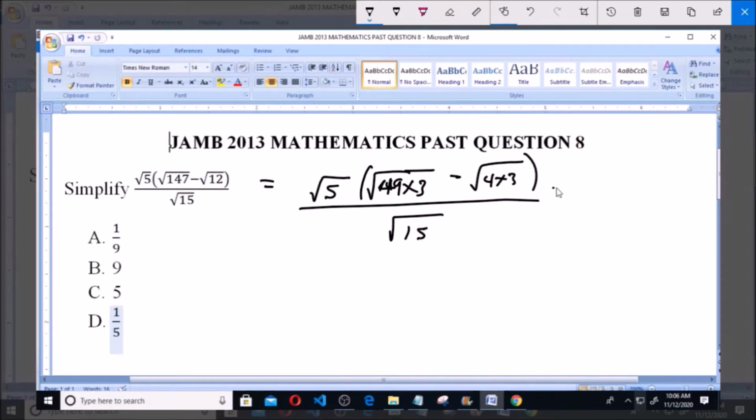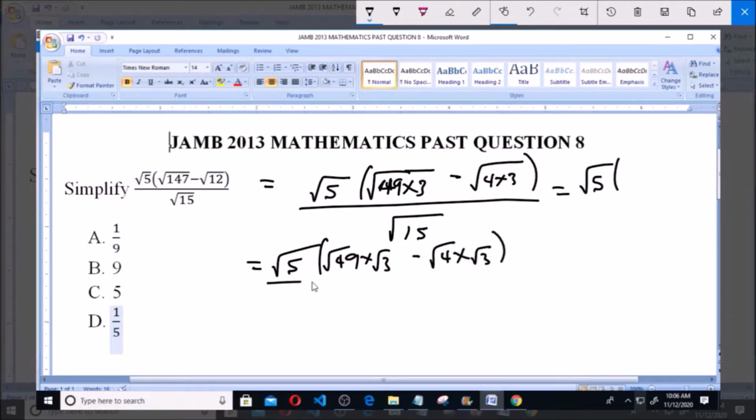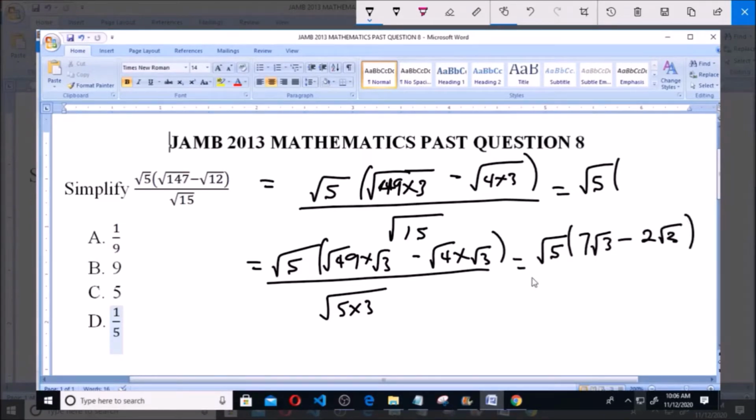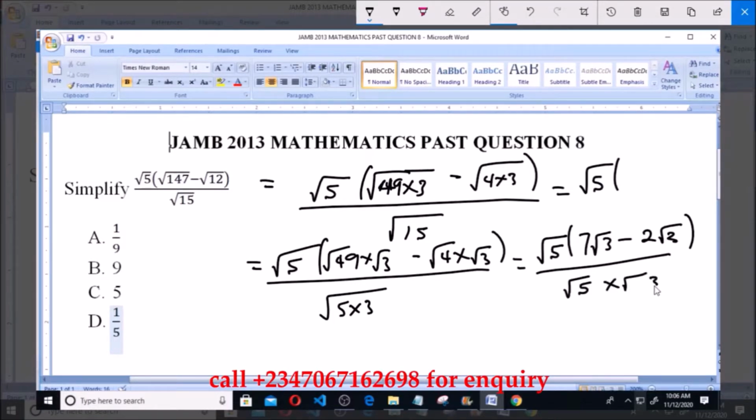Now, this is equal to root 5 multiplied by, let me come down here because of space. This is equal to root 5 into root 49 multiplied by root 3, then minus root 4 multiplied by root 3, then all over root, now let's express root 15 as 5 multiplied by 3. So this is equal to root 5 into root 49 will give us 7 root 3 minus root 4 will give us 2 multiplied by root 3, then all over root 5 multiplied by root 3.